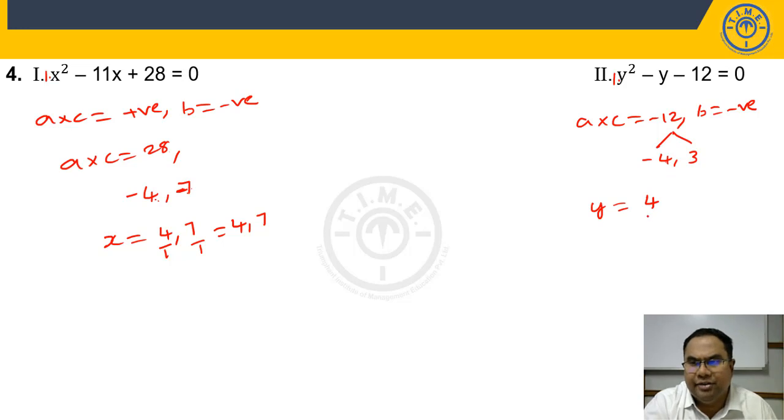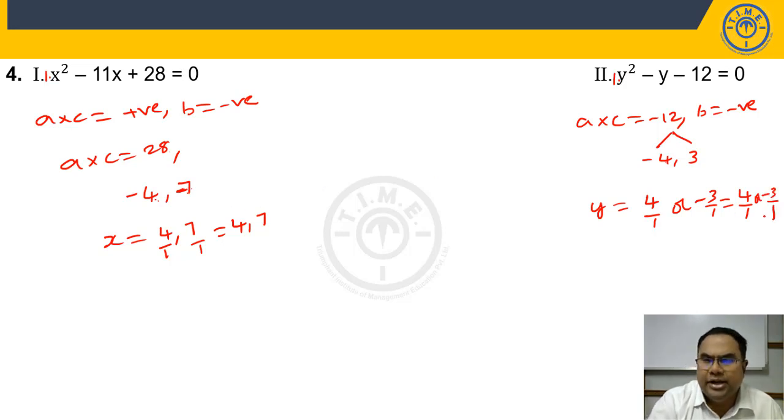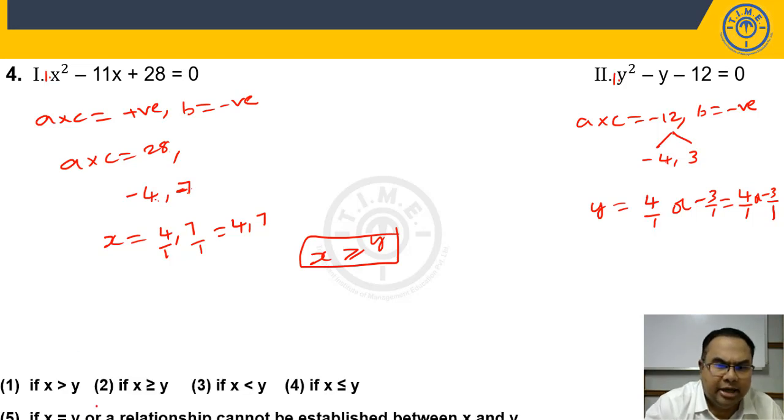Coefficient of y square. You have to divide with the coefficient of y square. 4 by 1 or minus 3 by 1. Now 4 is equal, 7 is greater, so x is greater than or equal to y. Second option, x is greater than or equal to y.